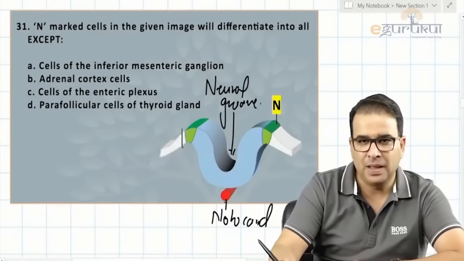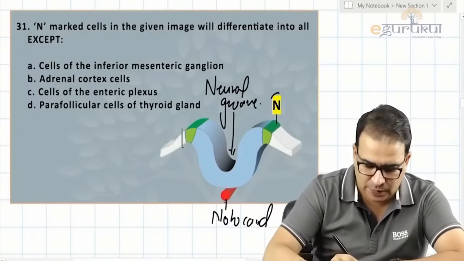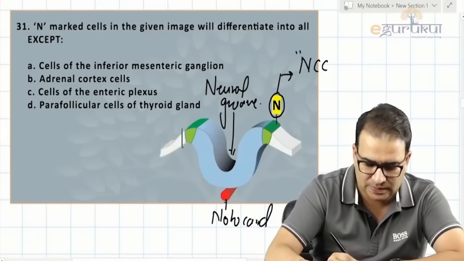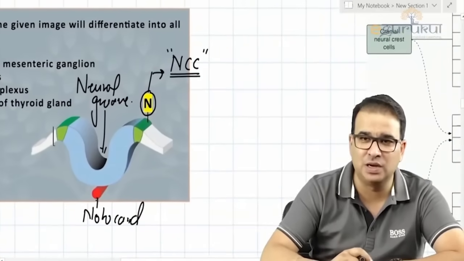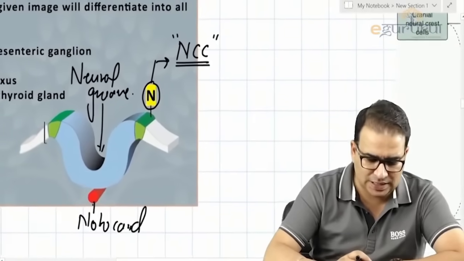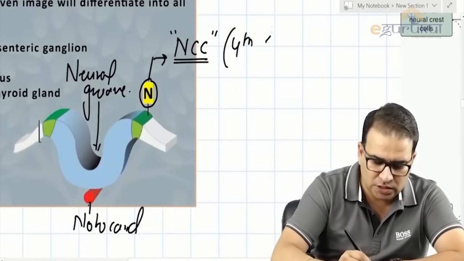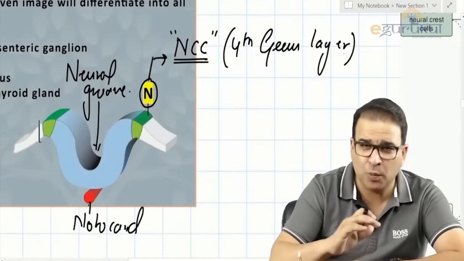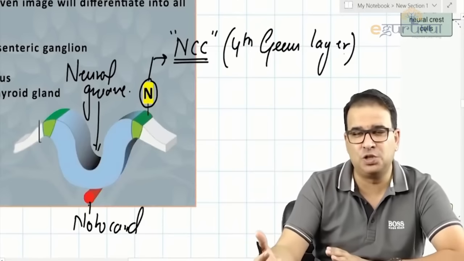On the margin of this neural fold, we have some cells present on the crest, which is marked as N here. These are called the neural crest cells. It's a very, very special population of cells, and these neural crest cells are also regarded as the fourth germ layer. They give rise to so many structures, especially in the head and neck region, that we now regard them as a fourth germ layer.